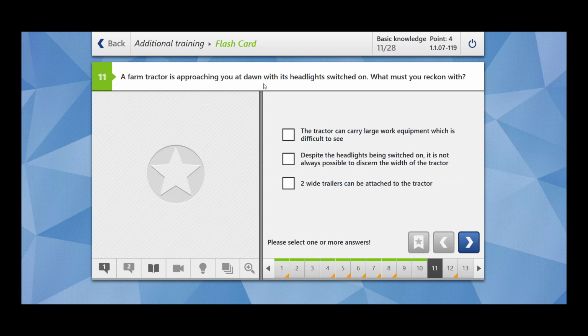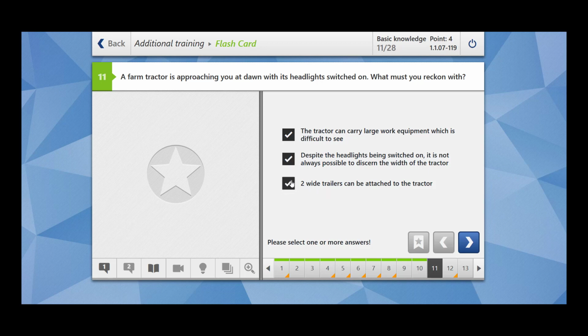A farm tractor is approaching you at dawn with its headlights switched on. What must you reckon with? So what you have to consider. The tractor can carry large work equipment which is difficult to see. This is right. Despite the headlights being switched on, it is not always possible to discern the width of the tractor. This is also right. Two wide rails can be attached to a tractor.